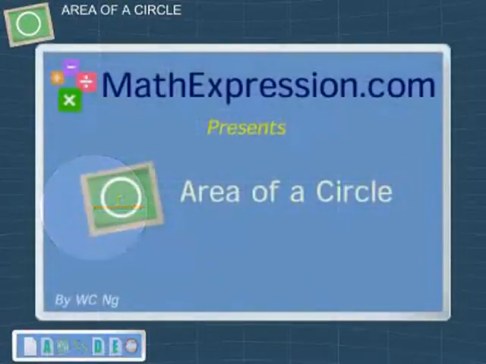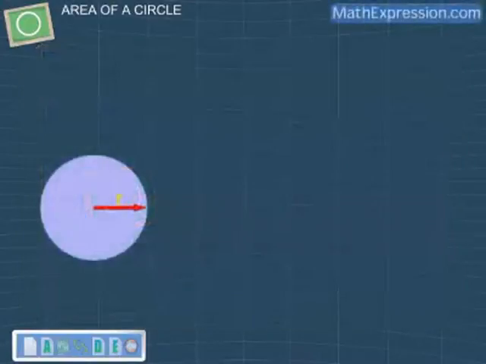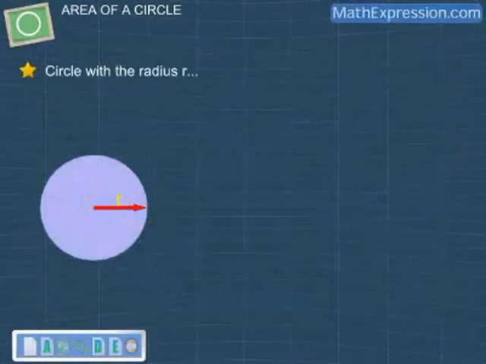In this lesson, we will learn about the area of a circle. Consider this circle with a radius r. Now, the formula for the area of a circle, A, is pi r squared, where pi is a constant that is approximately equal to 3.14.